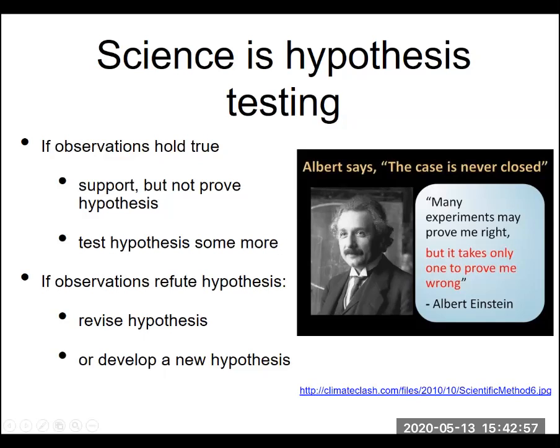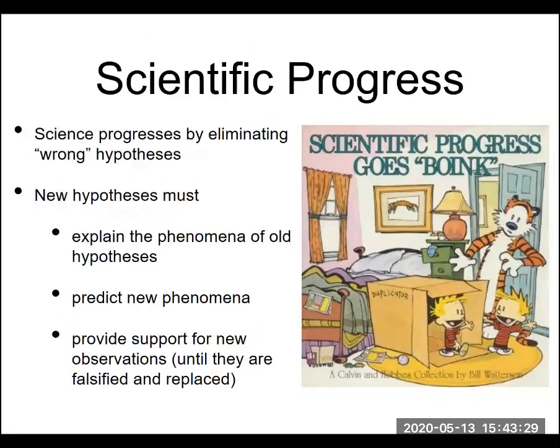So we've got to continually test our explanations in science to make sure they hold up under all the different circumstances. What Einstein says is many experiments may prove me right, again, supporting it here, but it only takes one to prove me wrong. If our observations don't go along with our hypothesis explanations, that means our hypothesis is probably wrong and we're going to have to revise our hypothesis. But regardless of how that occurs, science is going to be advancing because we're going to come up with a better explanation for the world around us.